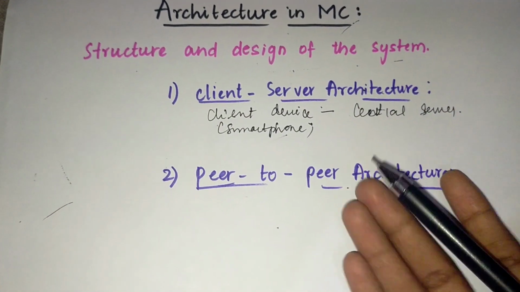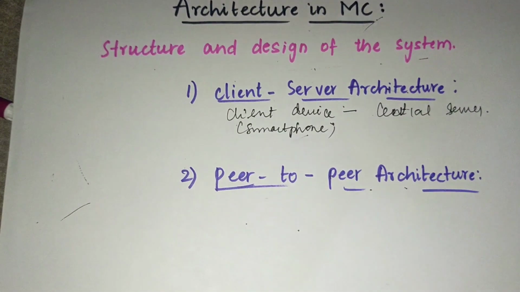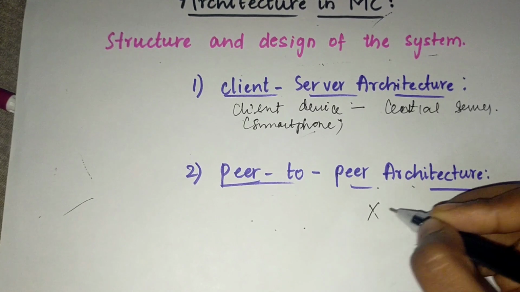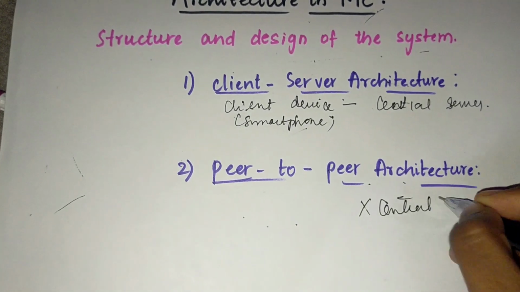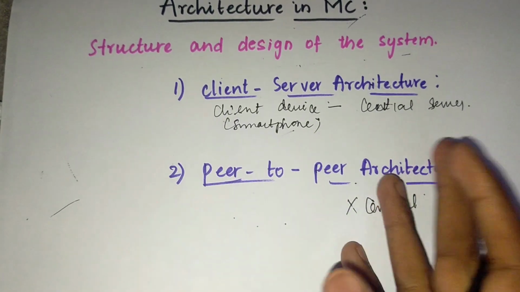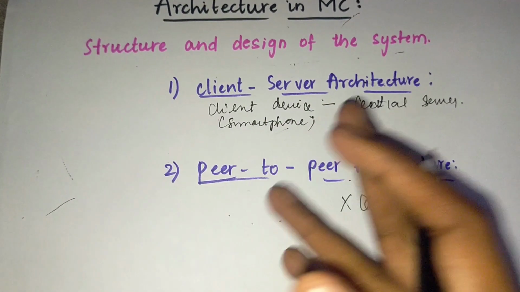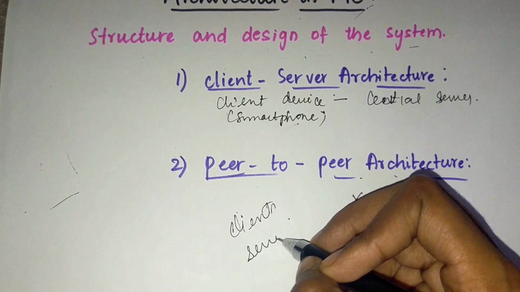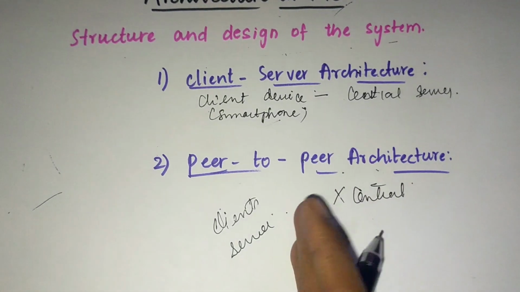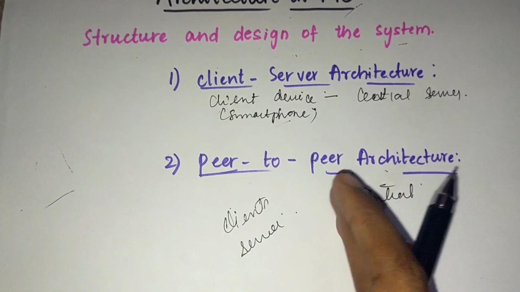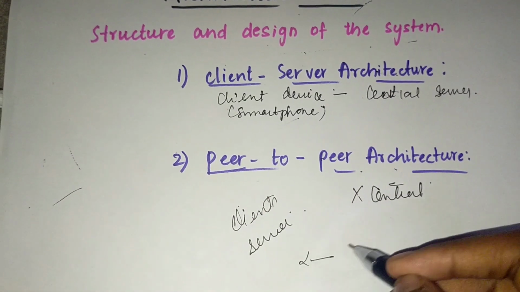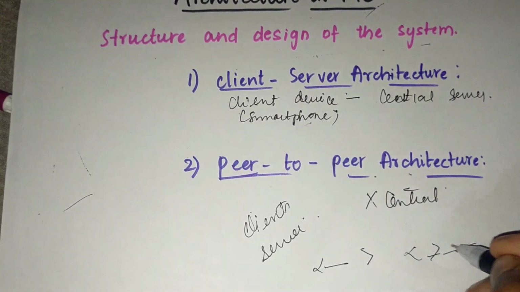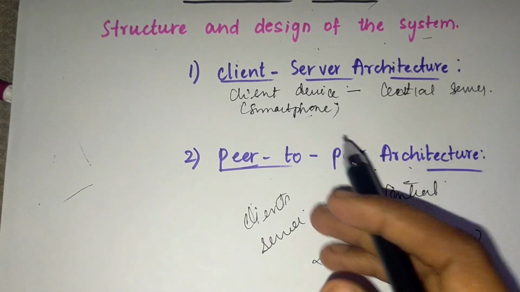Peer-to-peer architecture is where mobile devices communicate directly with each other. There is no central server; they communicate directly with each other. They act both as clients and servers. Clear? And then they share resources or information. For example, sharing files between smartphones without using the internet, like Bluetooth and all we have, right?